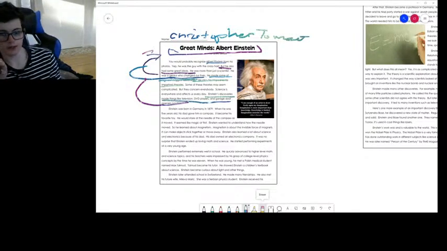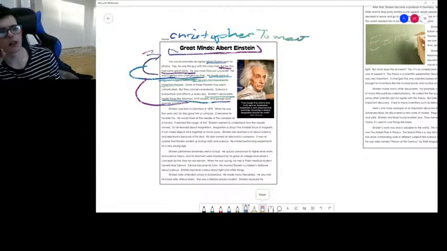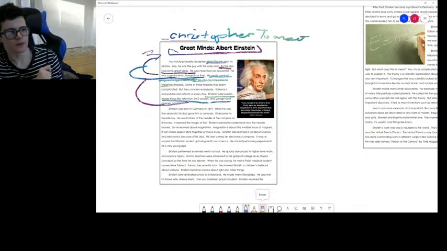Einstein also learned a lot about science and electronics because of his dad. His dad owned an electronics company. It was no surprise that Einstein ended up loving math and science. He started performing experiments at a very young age.